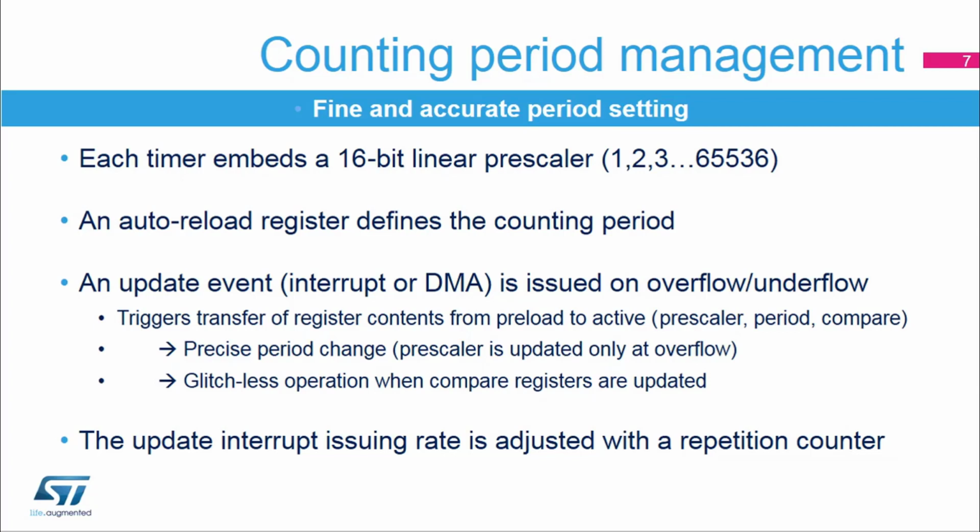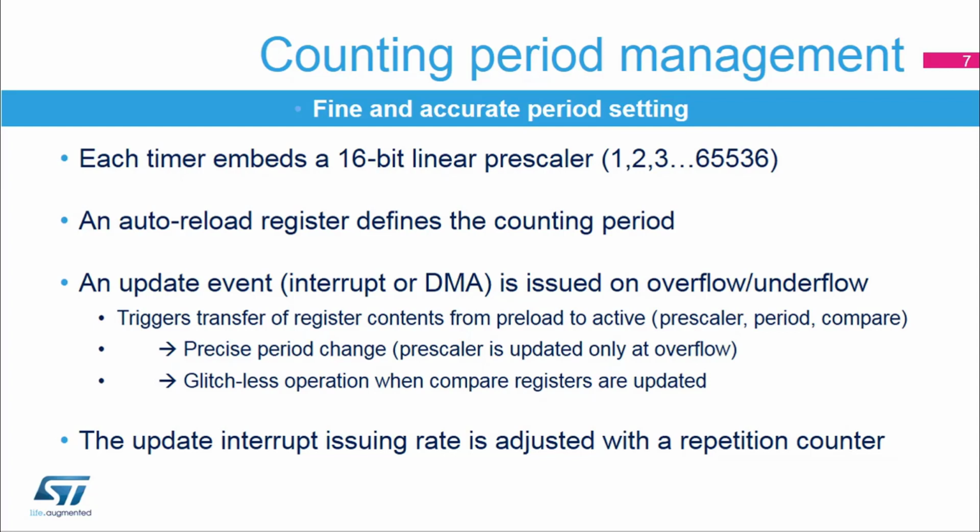For instance, a division by 80 will yield a precise 1 MHz counting rate when the APB clock is 80 MHz. The auto-reload register defines the counting period. In down-counting mode, the counter is automatically reloaded with the period value when it underflows. In up-counting mode, the counter rolls over and is reset when it exceeds the auto-reload value. An update event is issued when the counter underflows or overflows and a new period starts.